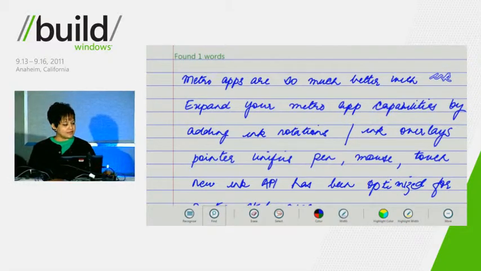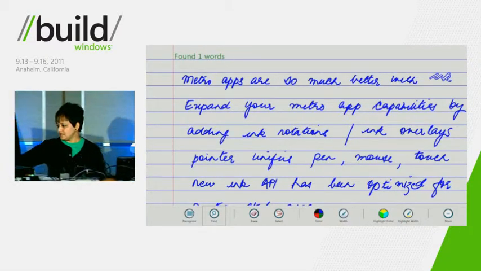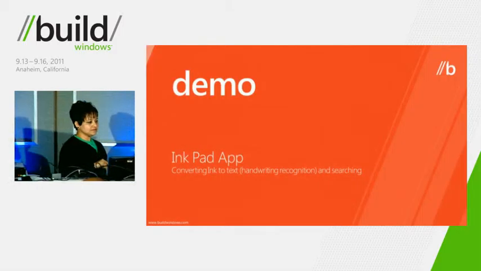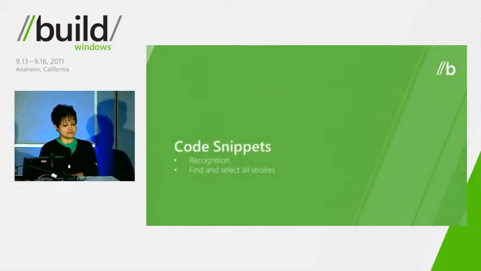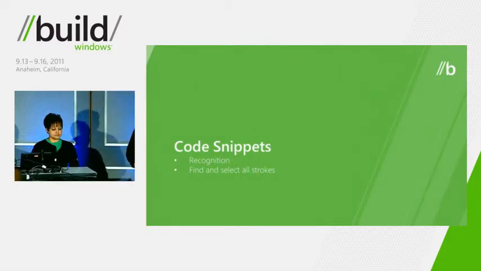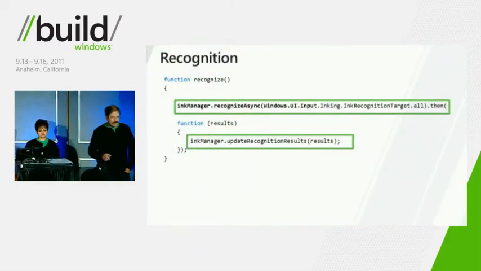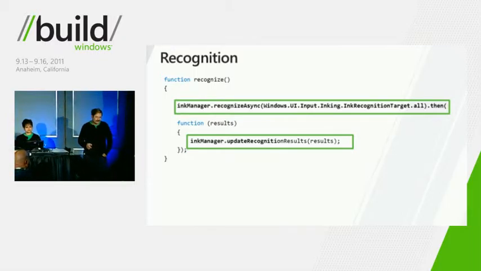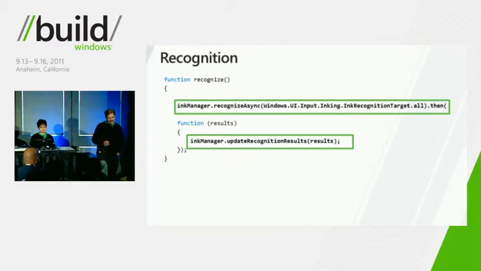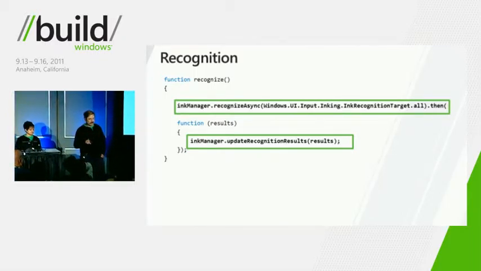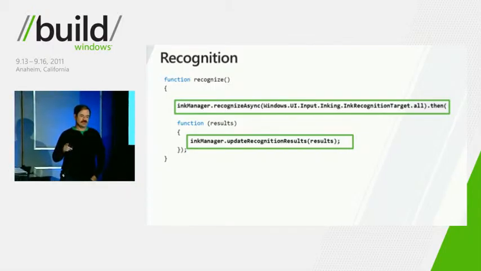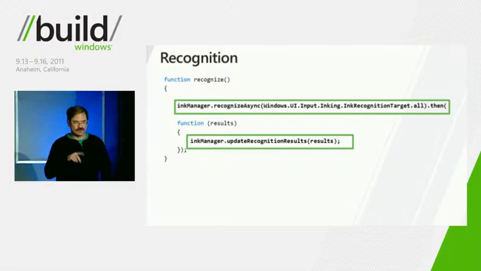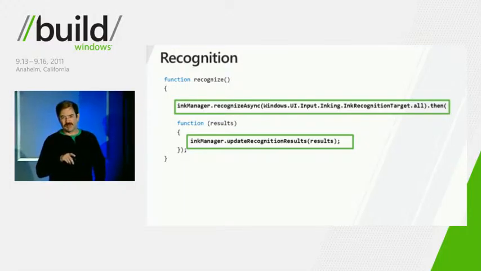So moving back to our code, let's look at the code now. We're going to show just recognition and then finding and selecting all the strokes. So recognition is one call. Well, okay, maybe it's two calls, because we want the results stored in the Ink Manager, and for various reasons, we did not have the recognize call do the storing automatically. The primary reason for that is because recognition is a bit slow.